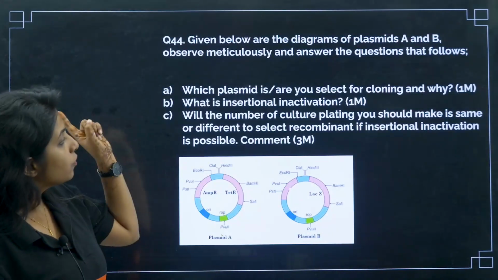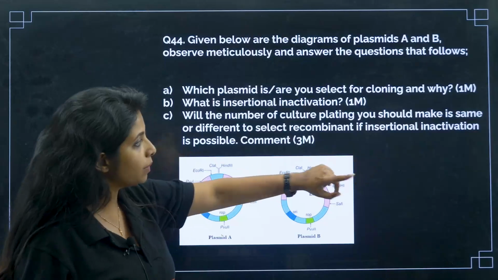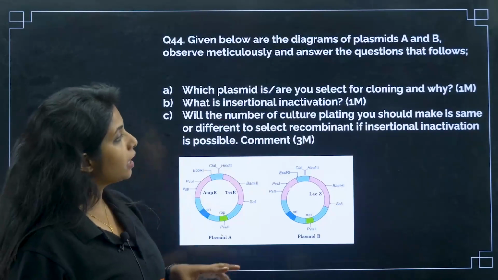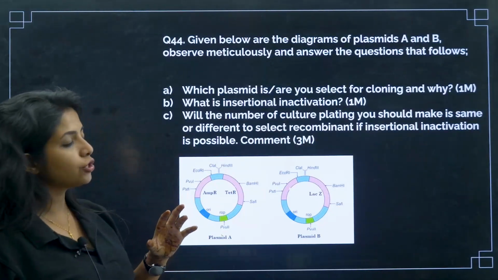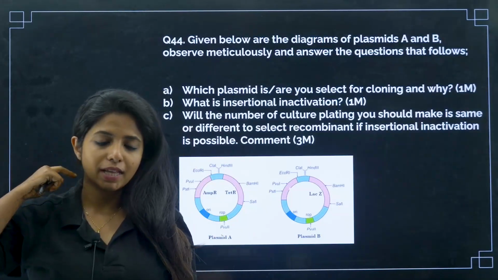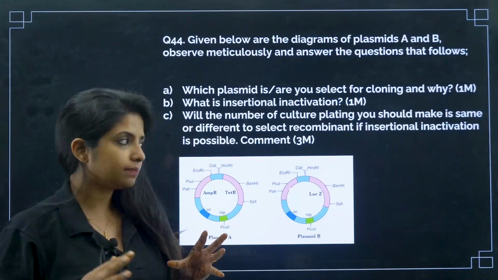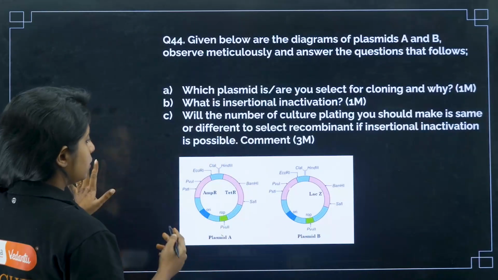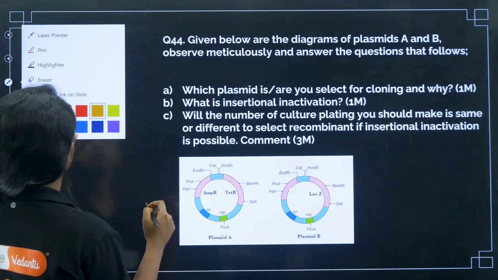Okay. Now, will the number of culture platings you should make be the same or different to select the recombinant if insertional inactivation is possible? Comment. So, it's a 3-marker question. How do you make them understand this? Now, my dear children, culture plating means you want to find out whether the plasmid that is there has taken up the gene of interest or not.